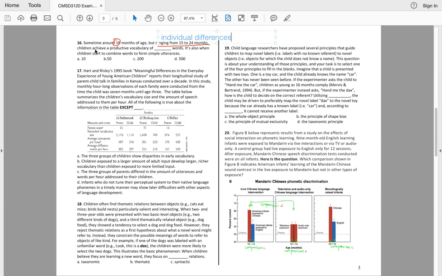So children achieve a production vocabulary of 50 words. So the answer is B. Below that, it's also when children have about 50 words, they start to combine words to form simple utterances. And also at this time, we typically see a vocabulary spread in most of the children.